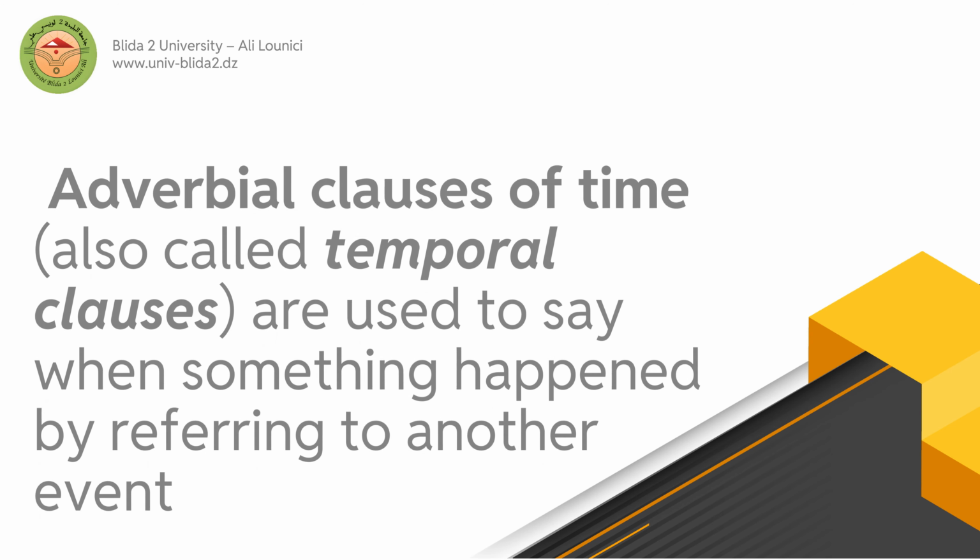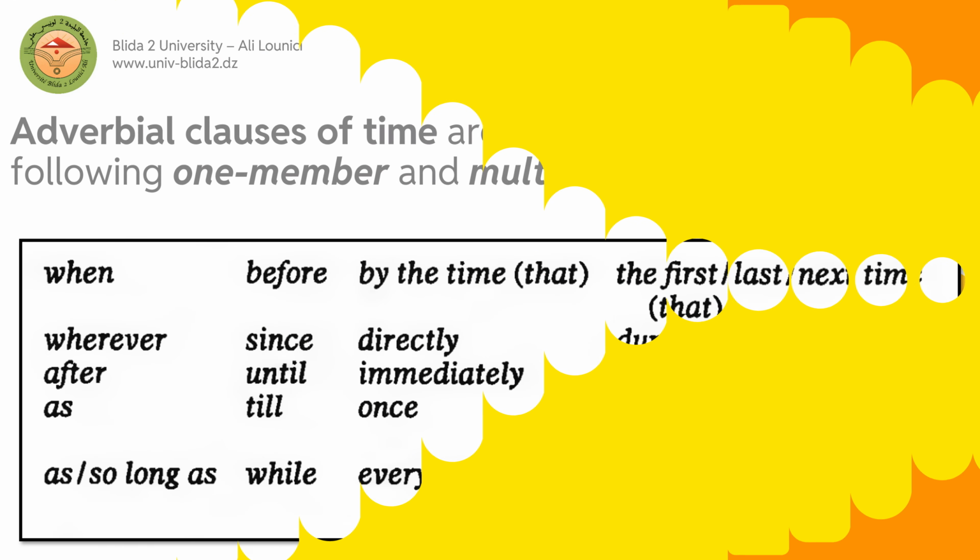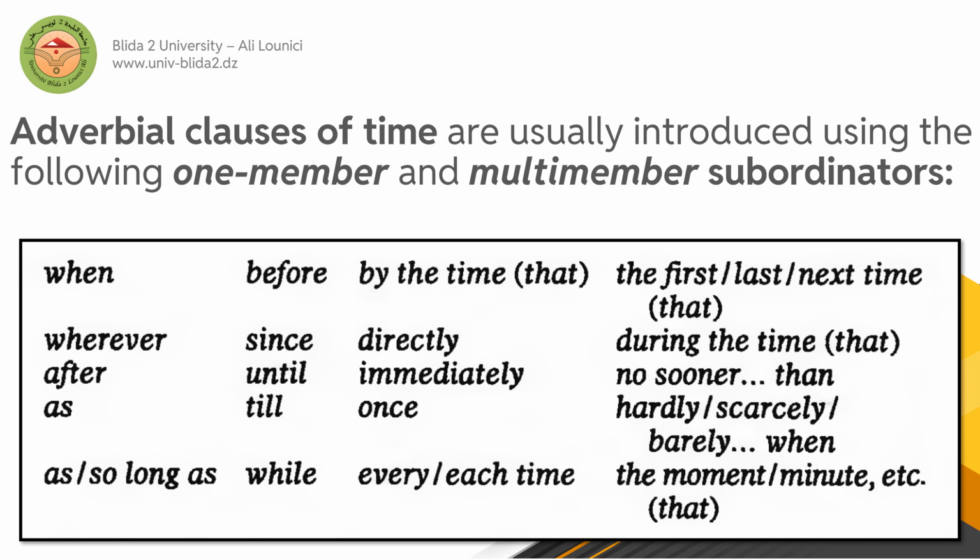What are they? Adverbial clauses of time, or as they can also be called temporal clauses, are subordinate clauses which are used to say when something happened by referring to another event. This is in simple terms. Adverbial clauses of time are usually introduced using one of the following one-member and multi-member subordinators, as you can see in this list. Let's now look at how adverbial clauses of time actually work.